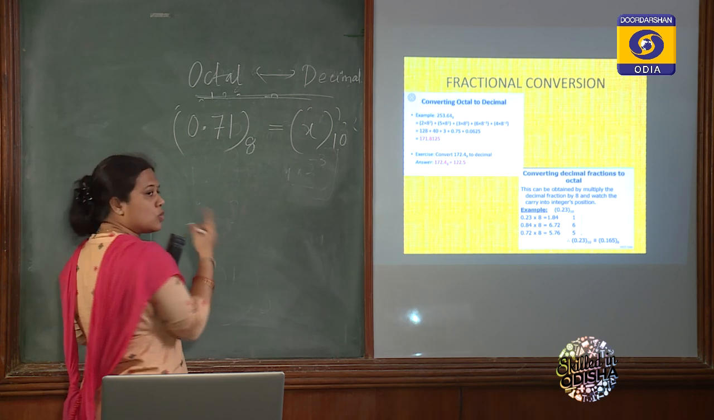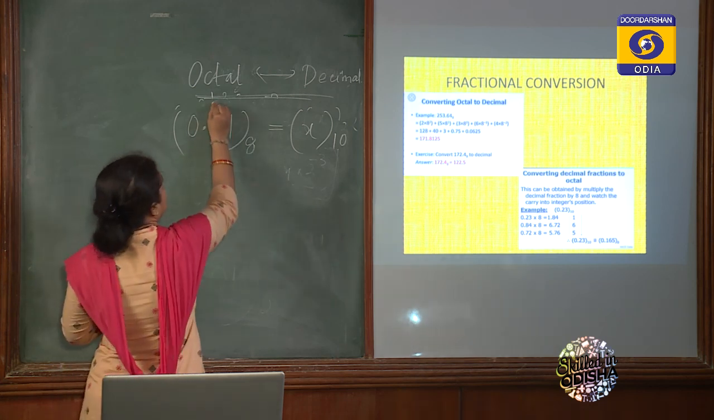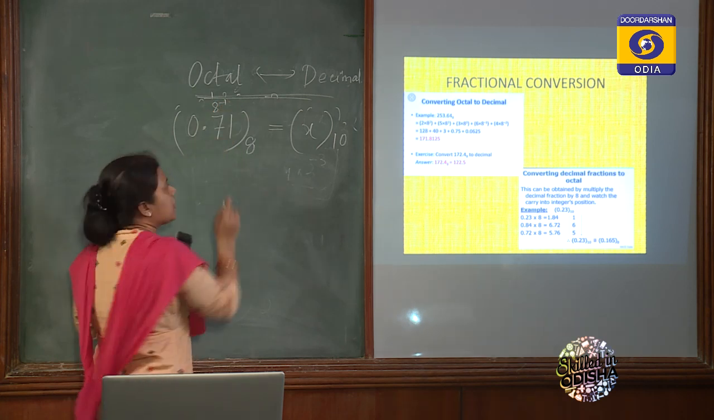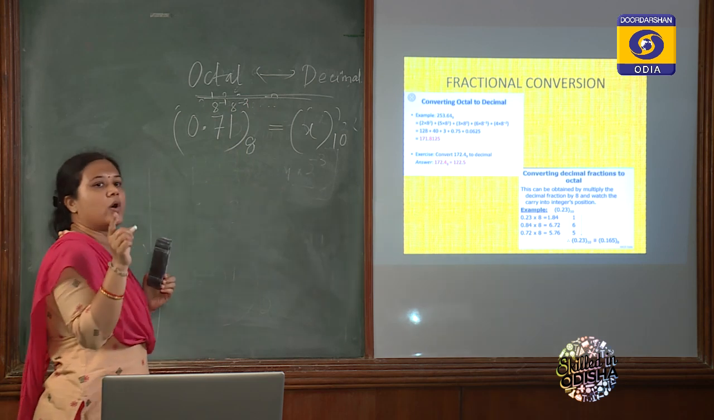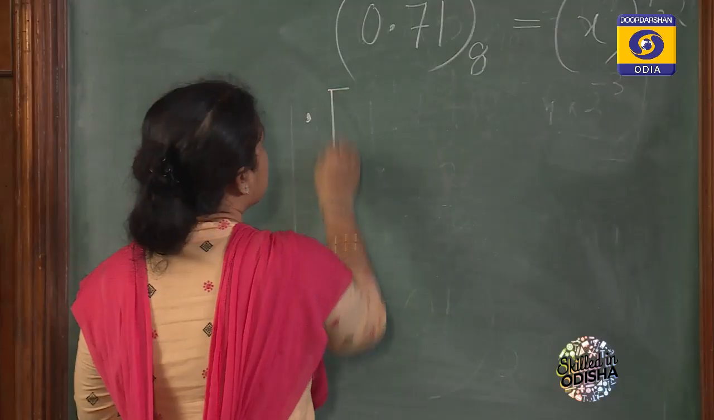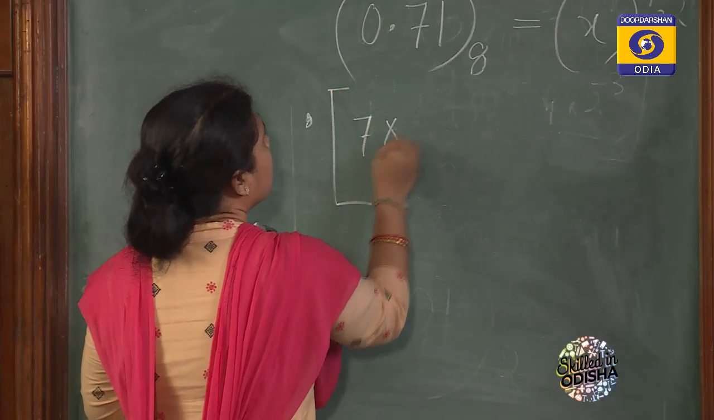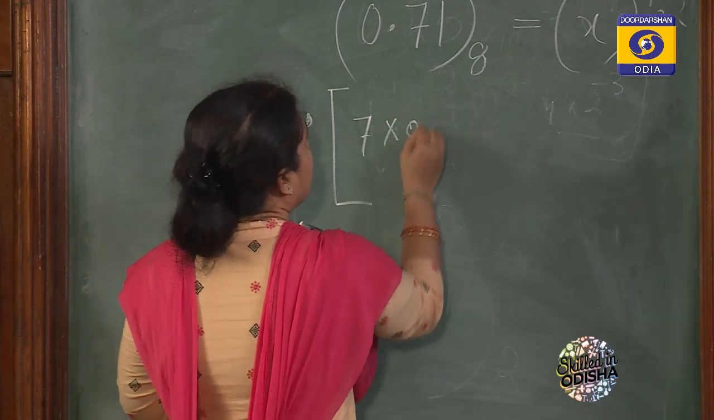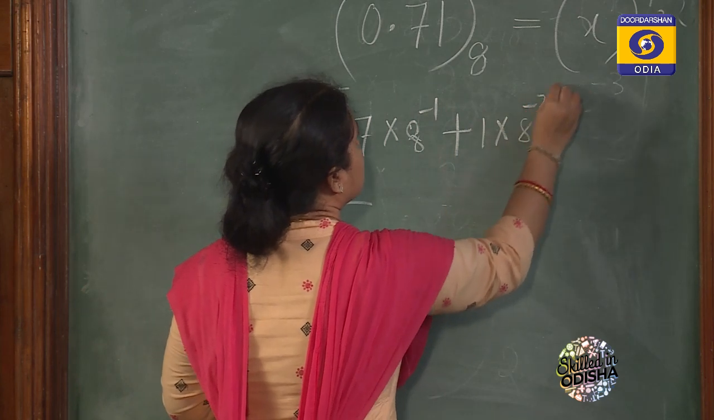Again I have to multiply with the positional weights: this digit will be multiplied with 8 to the power minus 1, this with 8 to the power minus 2, and it goes on like this. So what will be our answer? The leading digit is 0, then 7 into 8 to the power minus 1, plus 1 into 8 to the power minus 2.